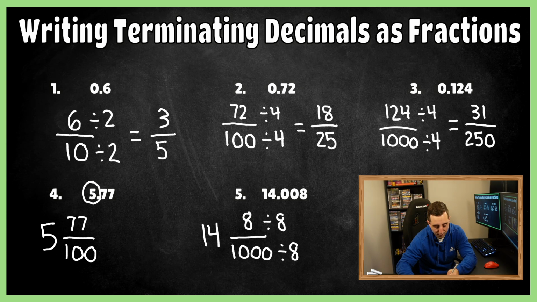This time around we can, so let's divide the numerator and denominator by 8. And now we're going to end up getting 14 out front, which stays the same. 8 divided by 8 is 1. And then our denominator is going to be 125. And that's how you convert terminating decimals to fractions.